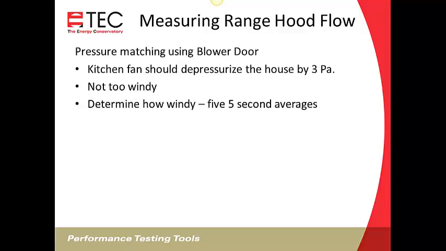We'll set our DG700 to a 5-second average, and we'll write down those 5-second averages. So this isn't our method of taking a baseline reading. This is just a method to determine how windy it is. And I recommend that when we're doing CAS tests also. It's a quick, easy way to get a snapshot in time of how windy it is on a given day.